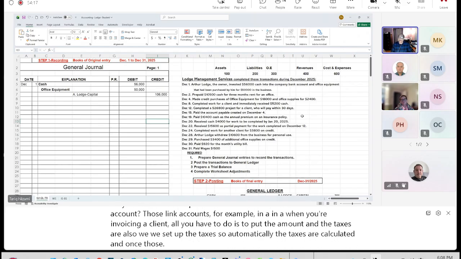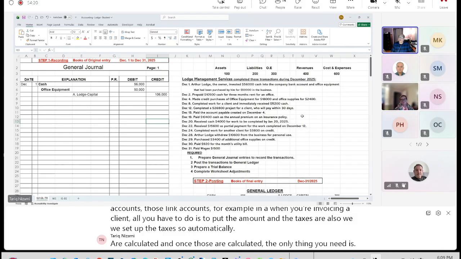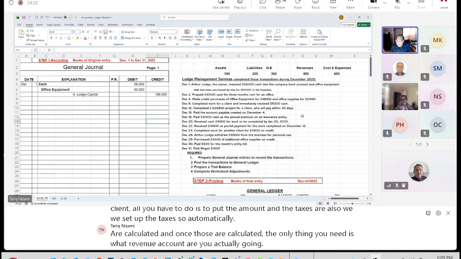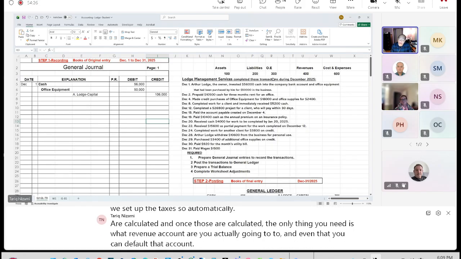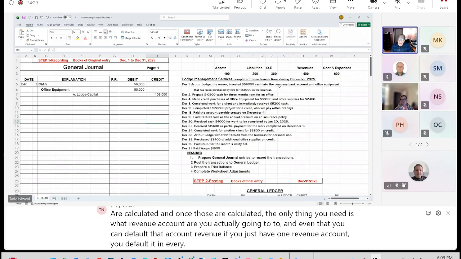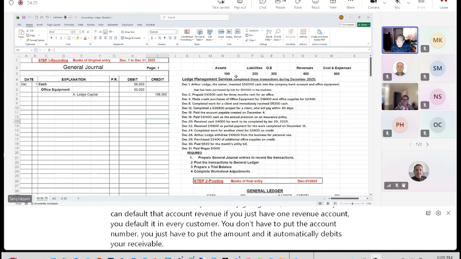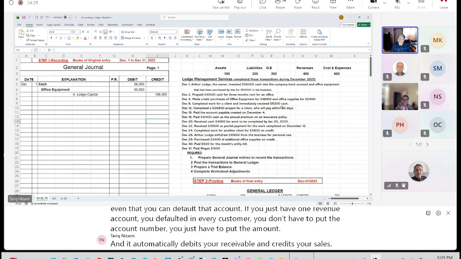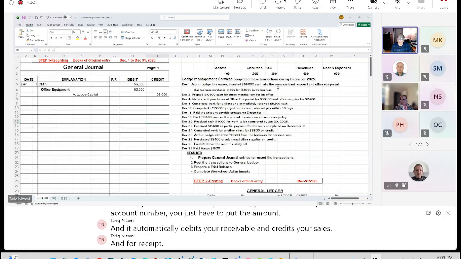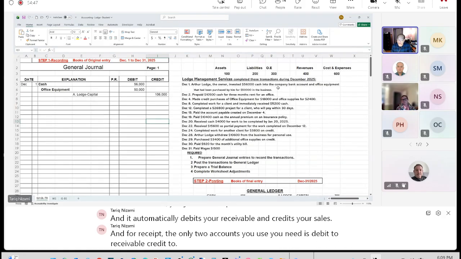Once those are calculated, the only thing you need is what revenue account you are going to use, and even that you can default. If you just have one revenue account, you default it in every customer. You don't have to put the account number, you just have to put the amount. And it automatically debits your receivable and credits your sales. And for a receipt, the only two accounts you need are debit to receivables, credit to cash, and so you don't even have to do that.